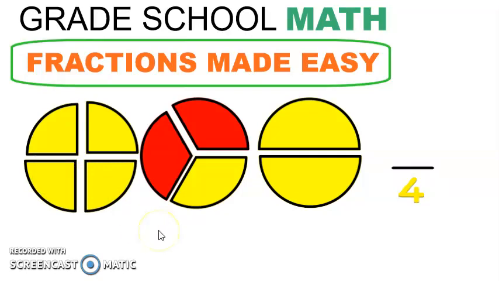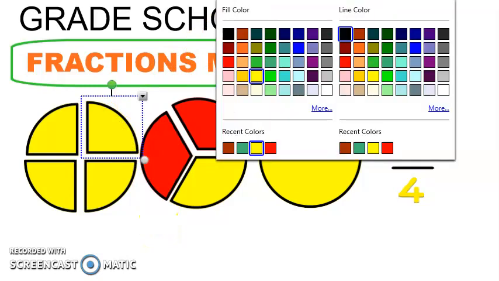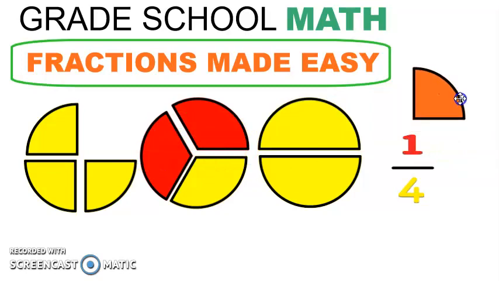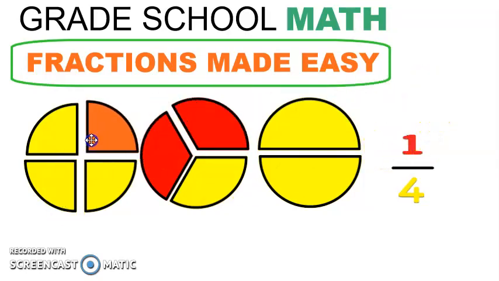4 parts. So if we color this part here, color this part orange, we can represent this part as 1/4. This is 1/4 of this circle here that's divided into 4 parts. So the denominator 4 tells you how many parts the circle has been divided into. Isn't that so?